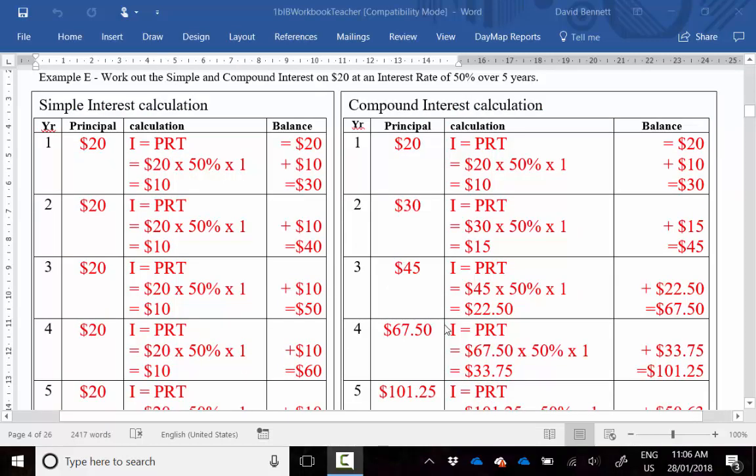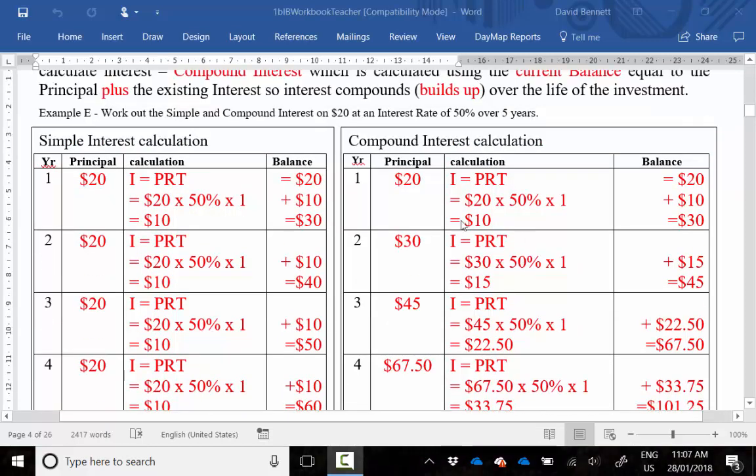Now, we look at the idea of compound interest, the same interest rate, the same process, we're doing it for each year. After the first year, you're going to get $10 interest, so you have $30. The difference between simple interest and compound interest is you're going to add the interest onto your principal, and therefore you'll earn more interest on that. So rather than calculating our interest on $20, we're now going to calculate on $30. 50% of that's going to be $15. So add the $15 onto your $30 and you get $45.